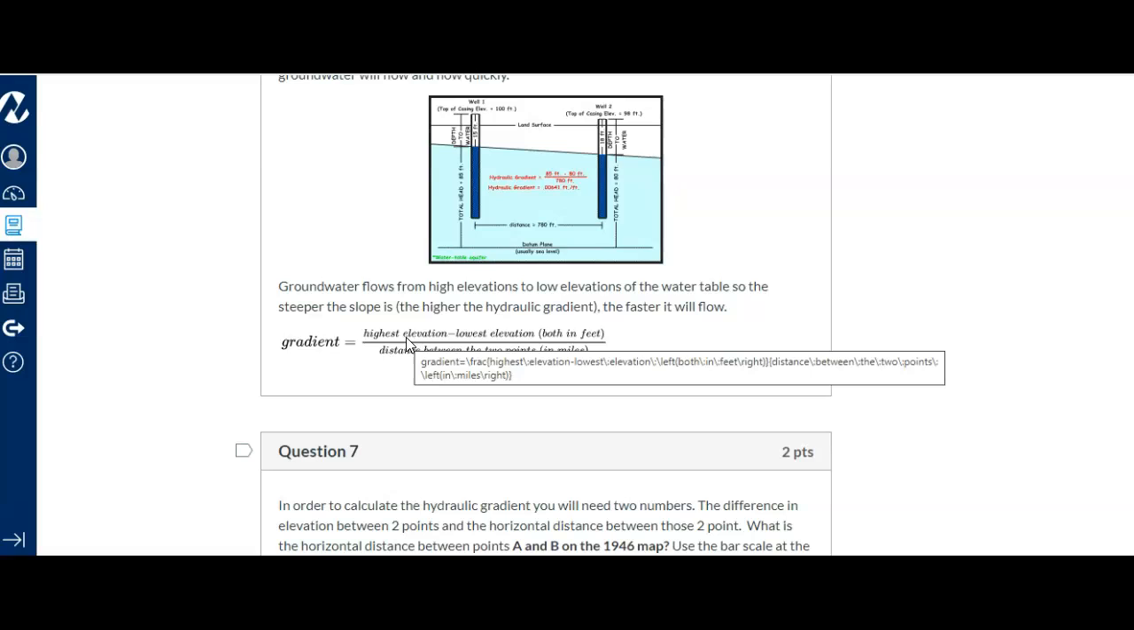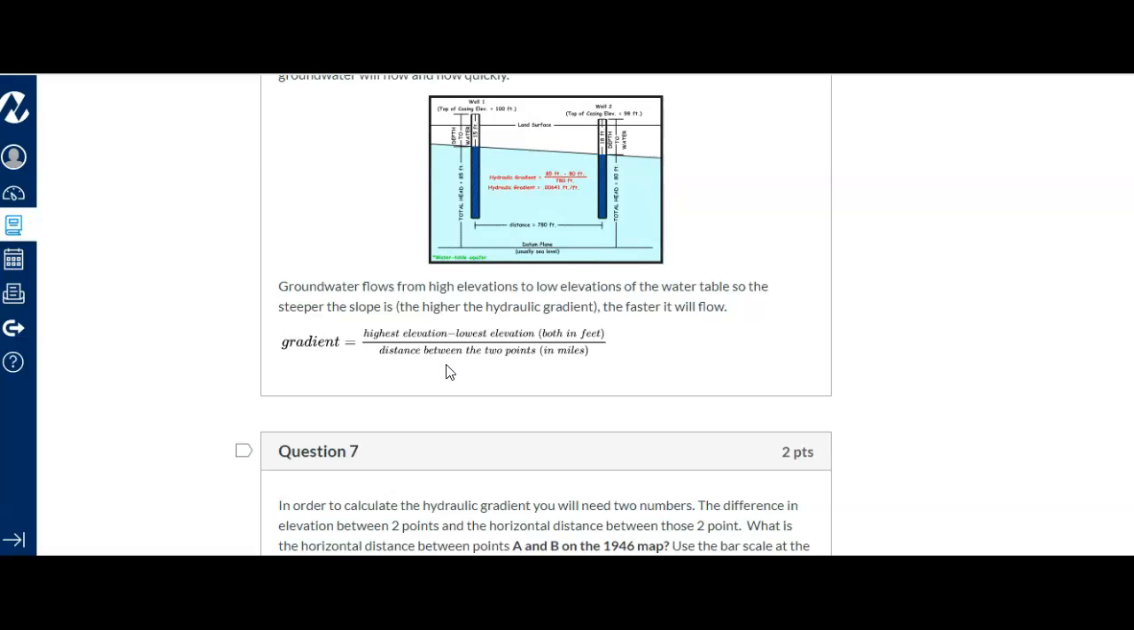We're going to subtract those two. And then we're going to divide it by the distance between those 2 points. And so the elevation is usually in feet. So we subtract that and we get feet on top. And then we get the distance between those 2 points, and that's in miles. So our answer is in feet per mile. So we might get something like 50 feet per mile.